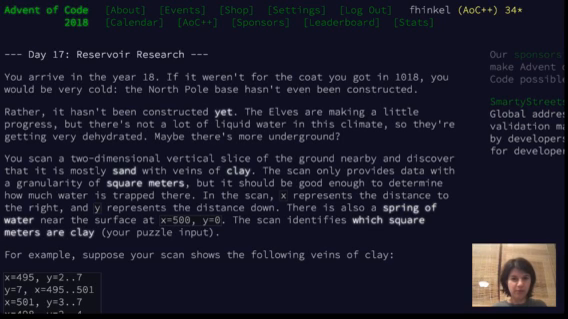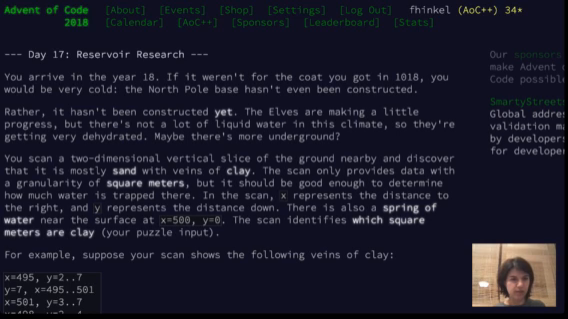If it weren't for the code you got in 1018, it would be very cold. The North Pole base hasn't even been constructed. Rather, it hasn't been constructed yet. The elves are making a little progress, but there's not a lot of liquid water in this climate, so you're getting very dehydrated. Maybe there's more underground. You scan a two-dimensional vertical slice of the ground nearby, vertical, okay, and discover that it's mostly sand with veins of clay. Sand and clay.